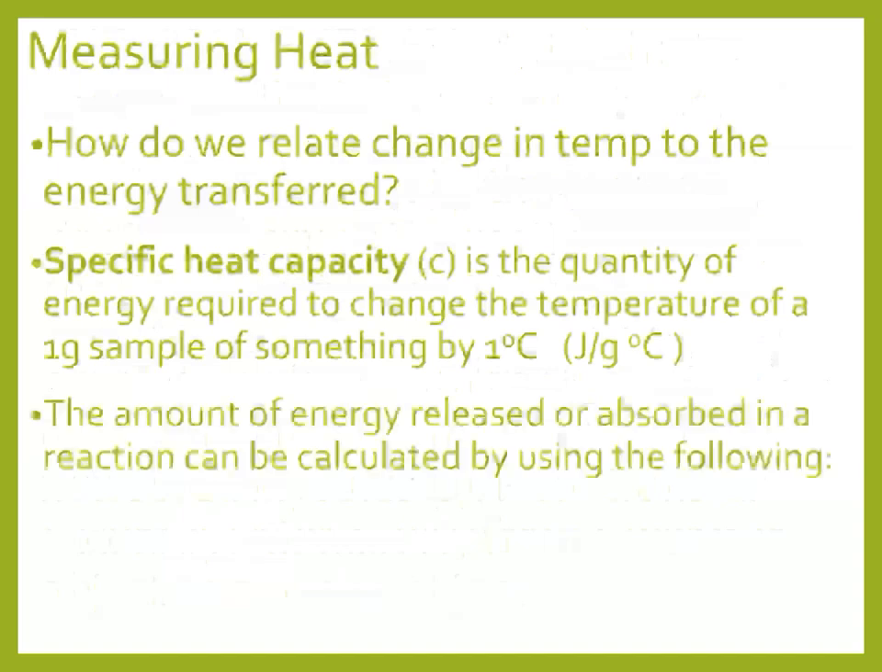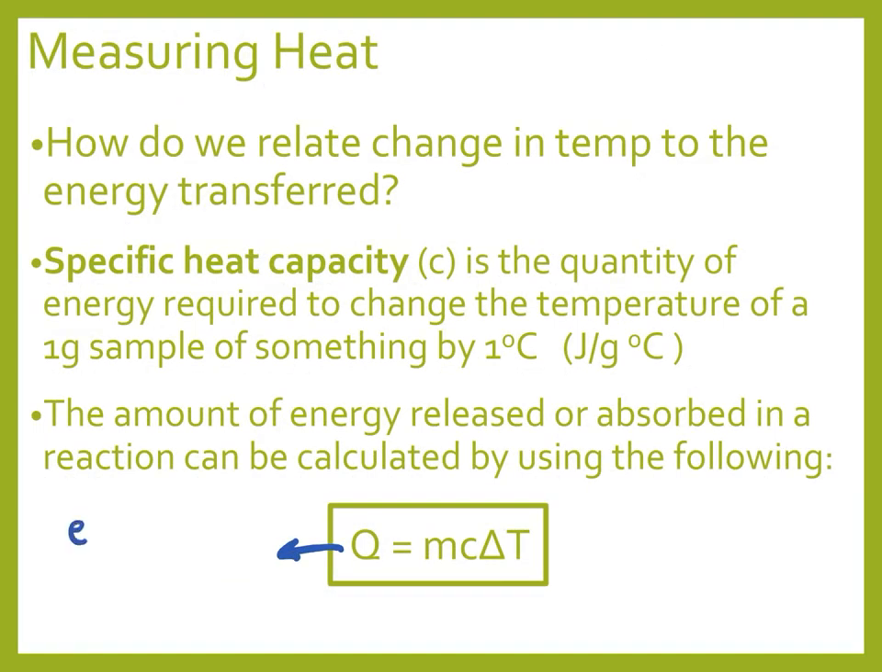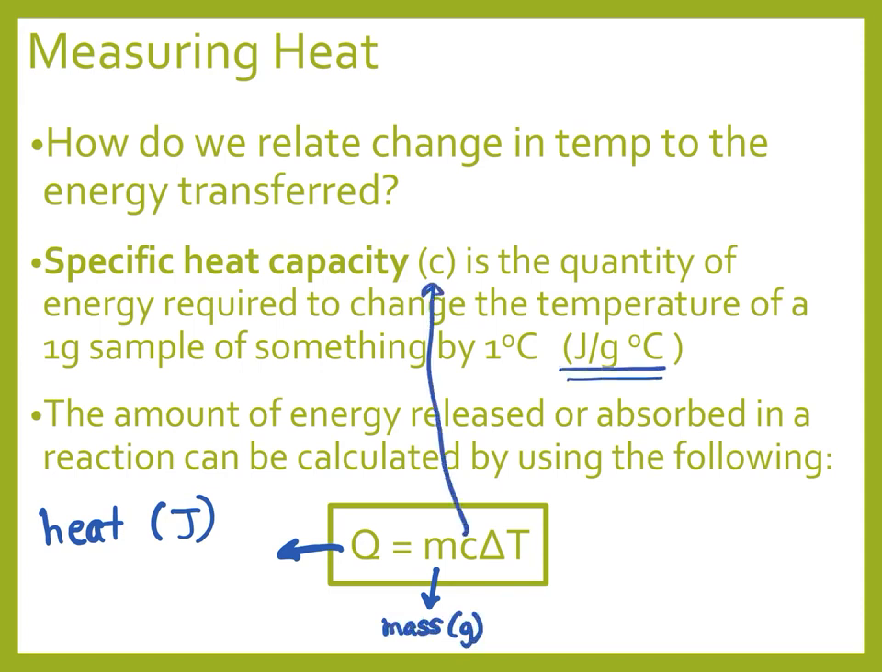So the amount of energy that's either released or absorbed by a reaction, then we can calculate by Q equals mc delta T. So Q is our heat. Almost wrote energy there. It is a type of energy. So heat in joules. m is mass in grams. c is the specific heat capacity, which is over here, measured in joules per gram per degree Celsius. And delta T is our change in temperature.